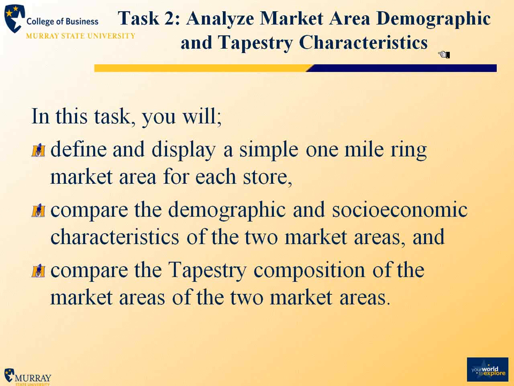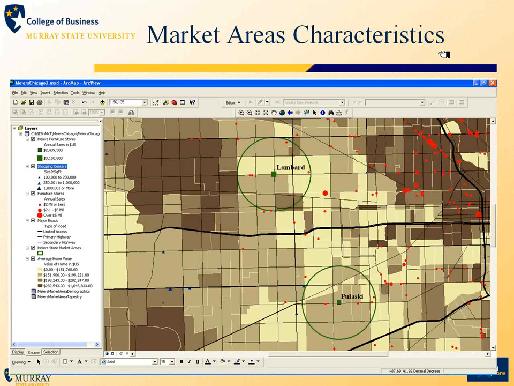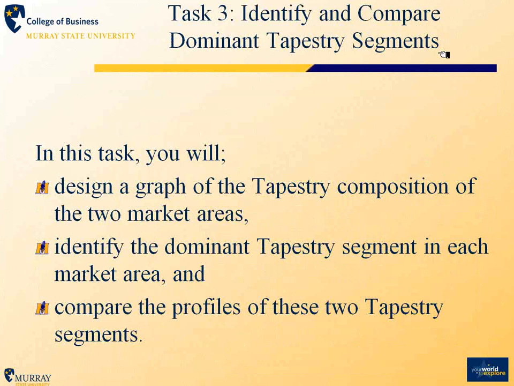In Task 2, you will develop demographic and lifestyle profiles of the markets by creating 1-mile rings around each store, identifying the census tracts within those rings, and then calculating demographic and socioeconomic profiles, as well as determining the most common tapestry segments in each of the two areas. So these are the two areas that you'll be working with, the one-mile rings around the Lombard and Pulaski stores. These are seen against the backdrop of a base map of average home value with shopping center and furniture store competitors data built in as well.